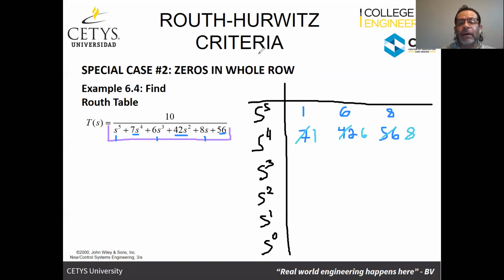And what's going to happen there is that when we do the calculations, for example, we grab these two, we're going to have 1 times 6 minus 6 times 1, negative, divided by 1. This is going to be 0.